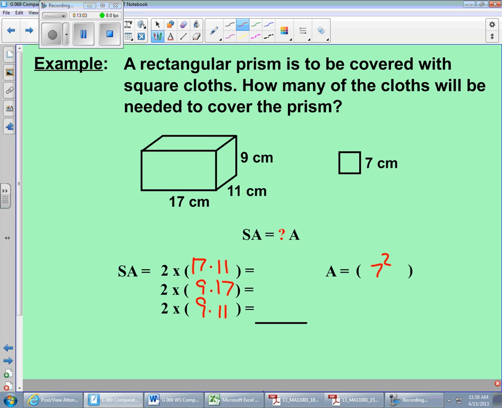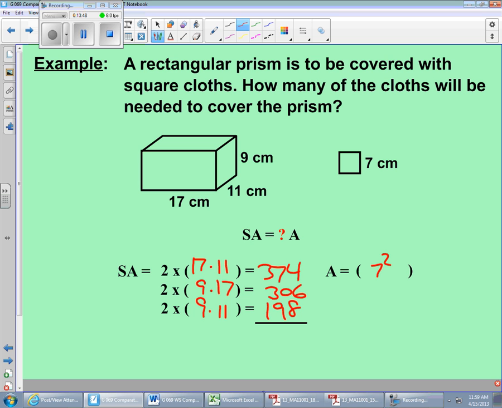Let's see if we can do these. I don't have my calculator going on my computer, so let me see if I can get this right. 17 times 11 is 187, and if you double that, that should be 374. If anybody has a calculator, double check me on that. 2 times 9 times 17. That'd be 18 by 17, 289, 306, I believe, on that one. Hopefully I'm not making a mistake there. And the last one, 9 times 11 is 99, and if you double that, you get 198.